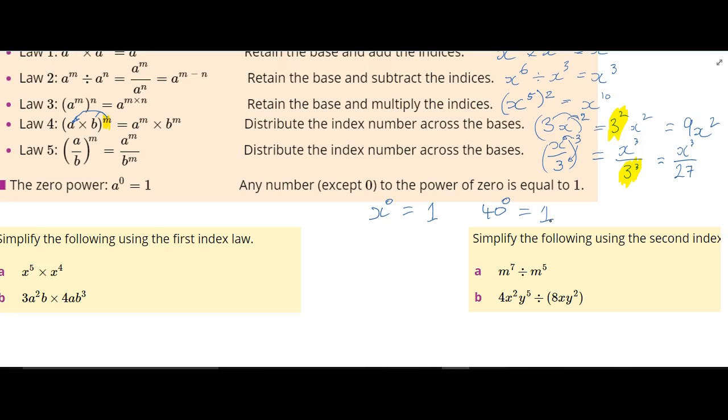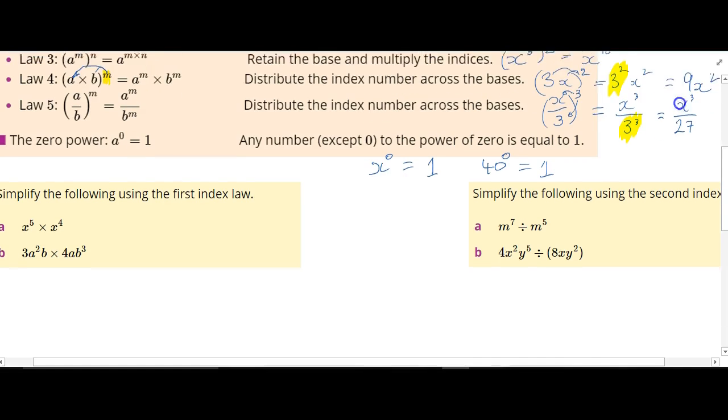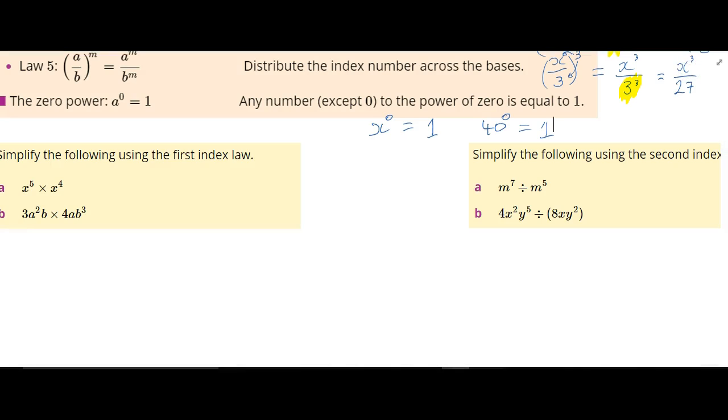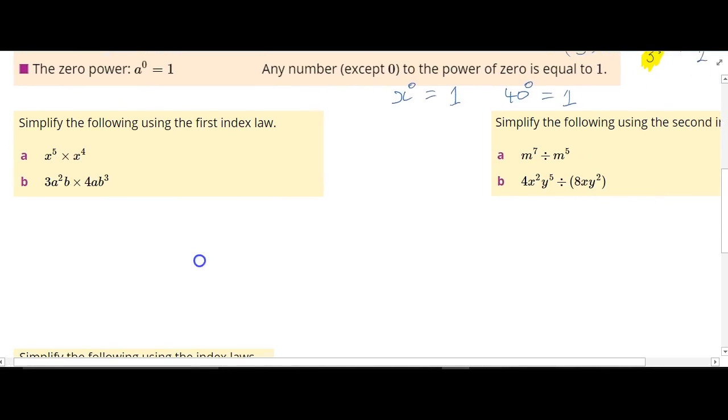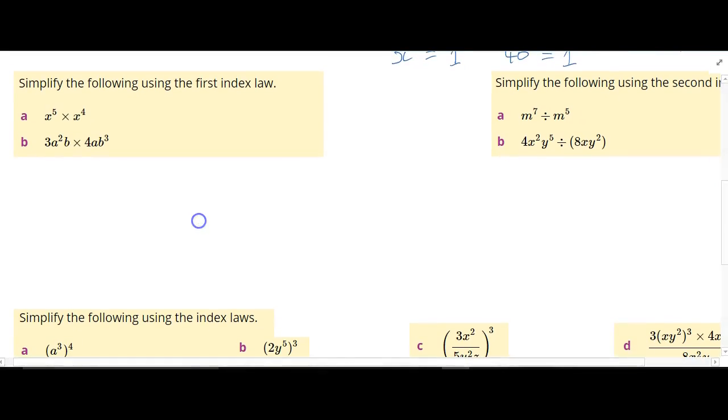Anyway, so I'm going to do a couple of these easy ones here. Well, they're not quite easy. They're using combinations of them, some of them. So I'm going to show you how to use them. The first index law is the product one. So looking at this, simplify the following using the first index law. So x^5 times x^4. Remember, we add the powers. So 5 plus 4 is equal to 9. Okay, so retain the base and keep the powers.